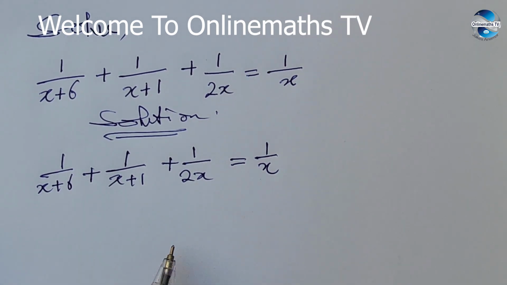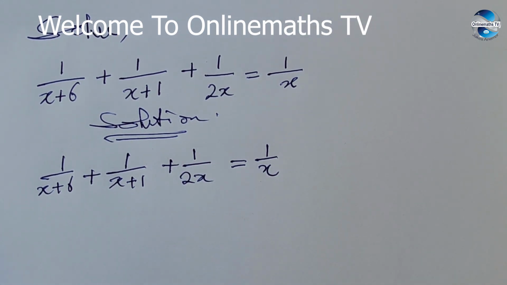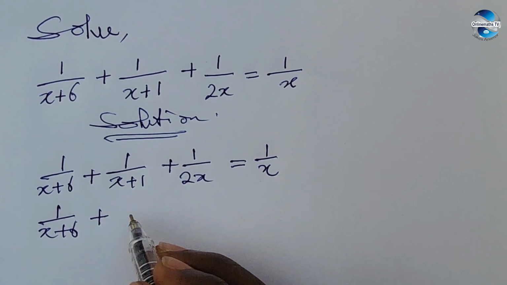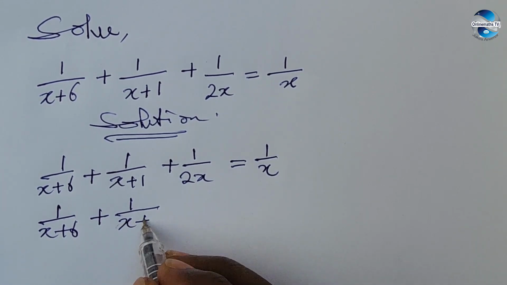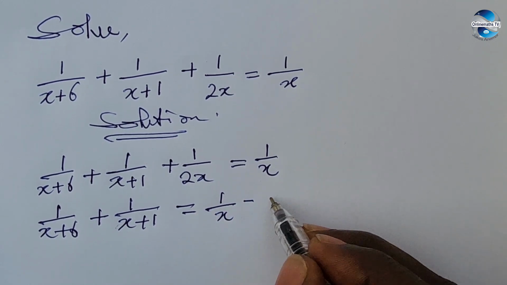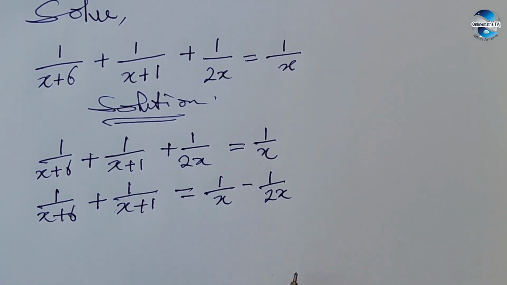Now we could as well find the LCM of everything here, but to make it easier, I want to move this term to the other side of the expression. So if we do that, we're left on the left hand side with 1 all over x plus 6 plus 1 all over x plus 1 equal to 1 all over x minus 1 all over 2x. So all we need to do is simplify the right hand side of this expression.